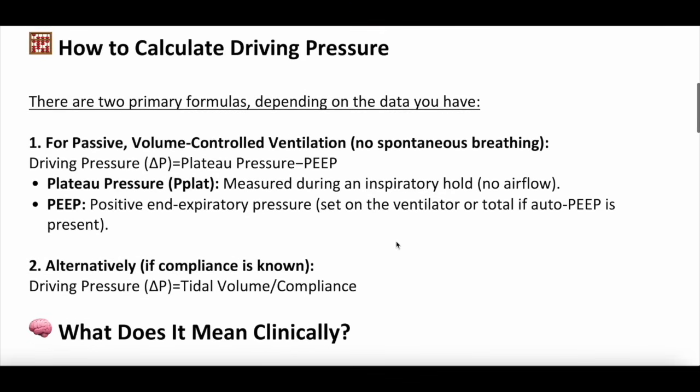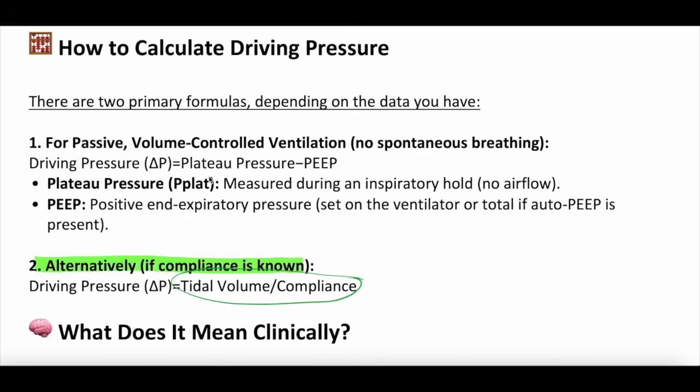So there's two main formulas depending on the data you have. One of these is the most common, so we're going to start with the less common formula. The less common formula, if you know the compliance, is that driving pressure is actually the tidal volume divided by compliance. And this is a representation of what driving pressure is, but is not as clinically useful.